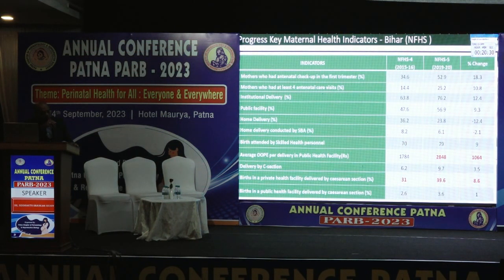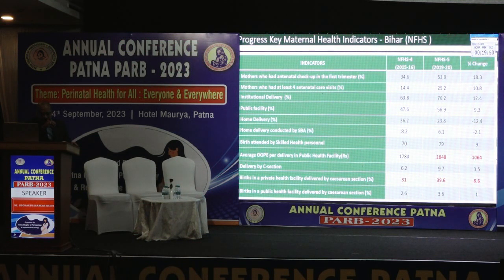So this program started in 2007. And if I say 2020, what is the progress of this program? No doubt a lot of improvement has been made, but still there are a lot of gaps and a lot of challenges. If you see mothers who had an antenatal checkup in the first trimester, in 2020 it is only 52.9%. That means almost half of the mothers we are missing to provide antenatal services. Then mothers who had at least 4 antenatal visits, only 25% of mothers are getting at least 4 antenatal visits. That means 75% of mothers are missing these 4 visits.